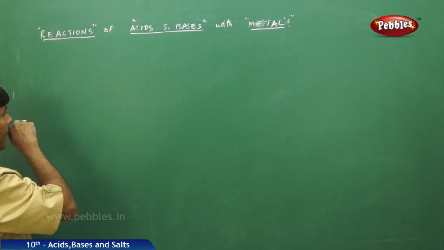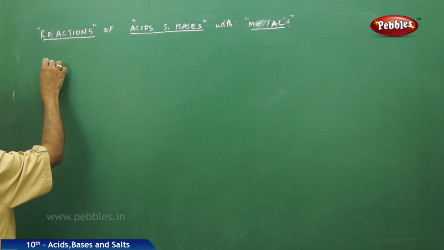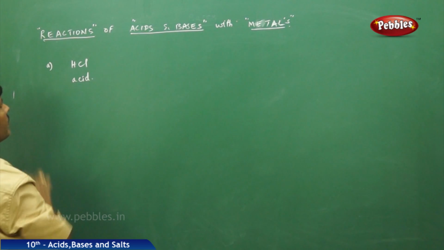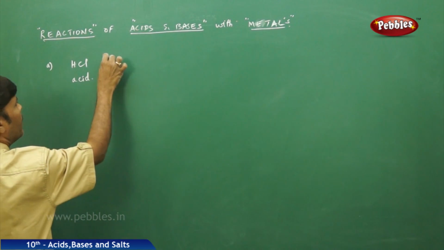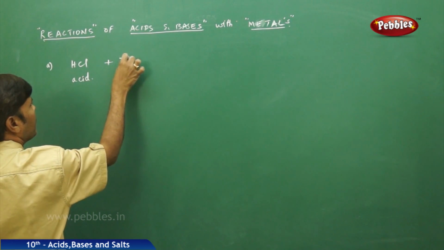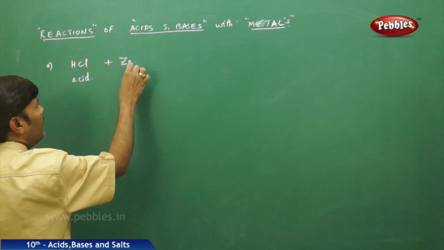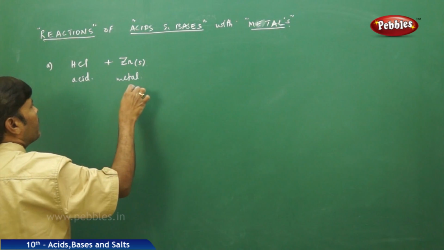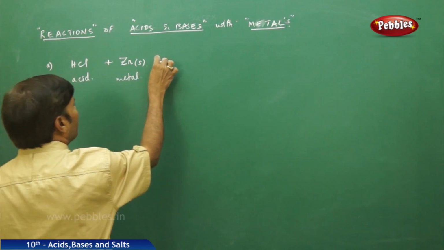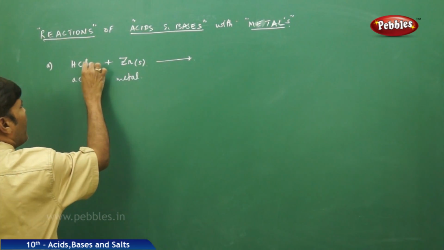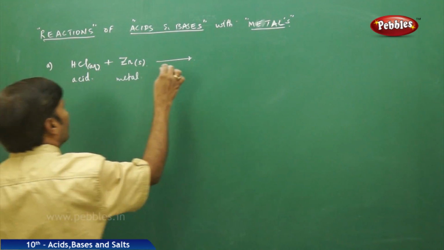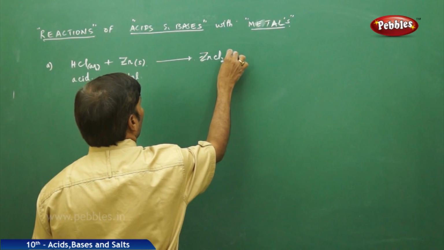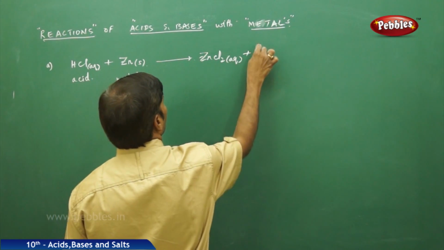For example, if you take an acid, say HCl, reacting with a metal, zinc, which is a solid, it gives rise to zinc chloride, aqueous, plus hydrogen gas.